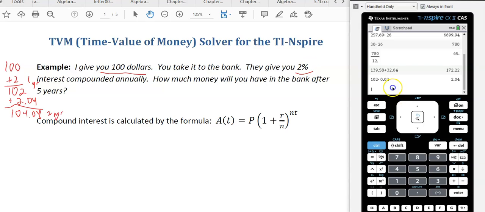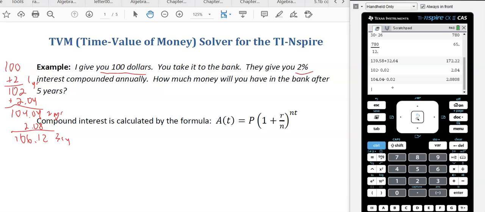And then, so now we have 104.04, and we're going to get 2% of that. I think we get a little bit more the next year. So I'm going to round that off to the nearest cent. So I'm going to say 2.08, just a little bit of rounding there. So 106.12 after 3 years. So we had the money in the bank for 3 years.